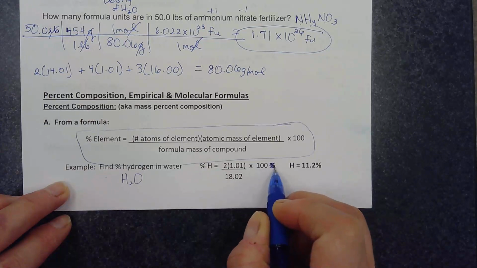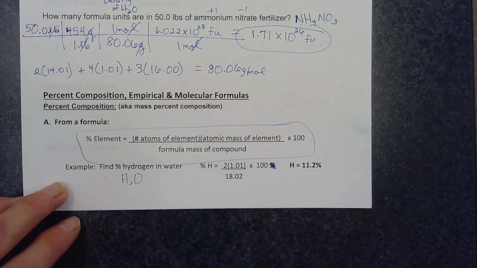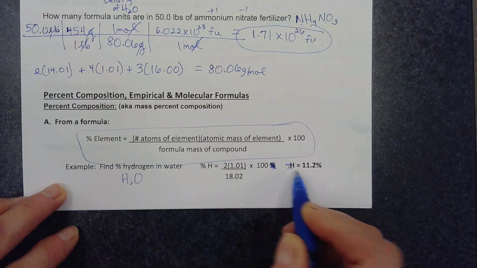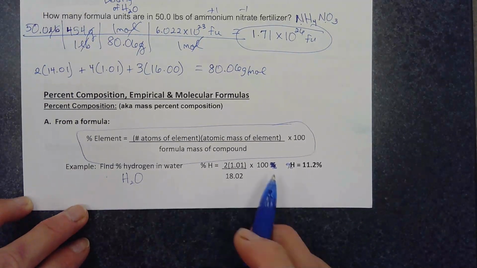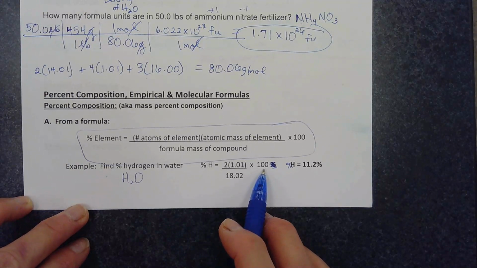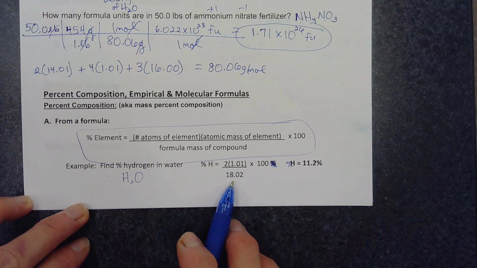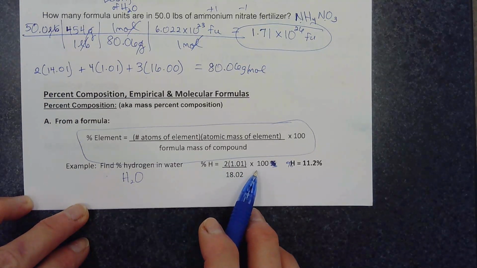And really, you don't need to put the percent there. I'm not sure why I did that. That's unlike me, to be honest with you. I'm almost thinking that percent is a typo and it should have been over here. That would be more what I would have done, because it's simply multiplied by 100. So 2 times 1.01 divided by 18.02 times 100.